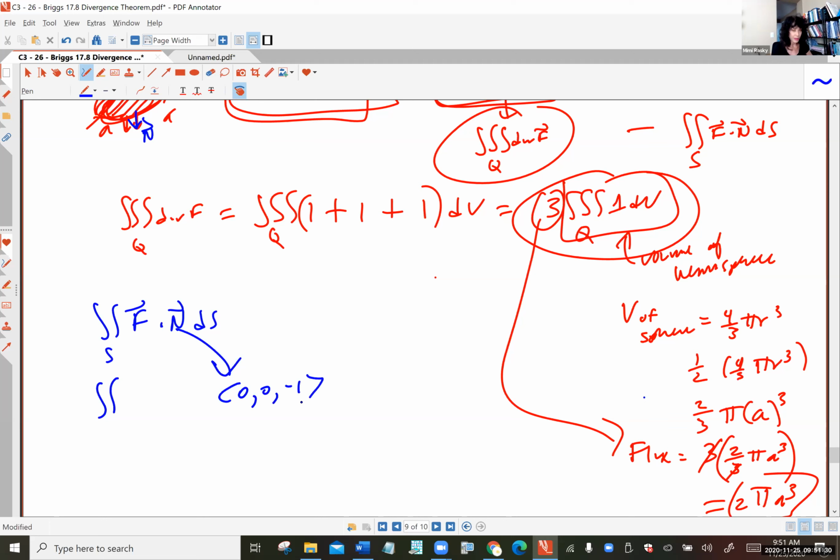Because z is just equal to 0, so 0, 0, -1 is your normal vector. And then what is your vector field? You've got x, comma, y, comma, z plus 1, like this. Now you're converting it to a regular integral, so I'll just put r here and then dA.